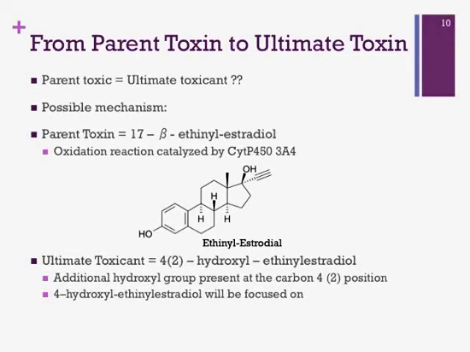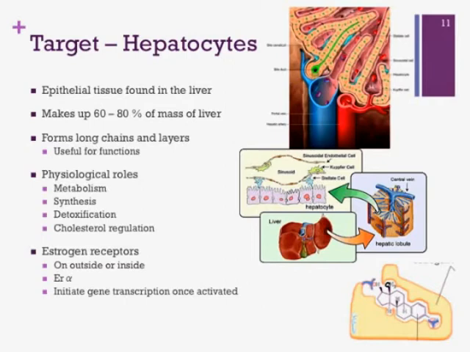4-hydroxyl ethinyl estradiol is so far the most carcinogenic and genotoxic metabolite. In this scenario, the toxin, ethinyl estradiol, is targeting the hepatocytes in the liver, which are epithelial tissue cells that make up 60 to 80% of the liver's mass. The cells can grow in long chains and form layers on top of themselves, which can become quite useful for conducting some of their functional roles.